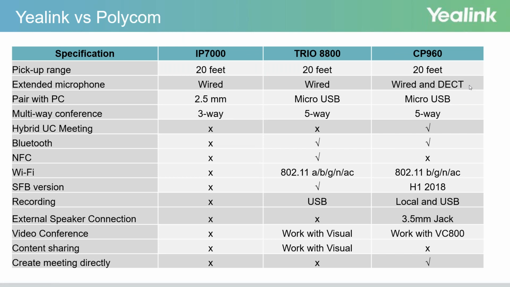Let's expand upon this. There's more than just the IP7000 out there in the space from Polycom. There's also the Trio8800. It's a popular phone. It's a good looking phone. It's been in the space for about a year now and has had pretty solid adoption. But there are some crucial differentiators between the two that I think gives Yealink the nod. Standard pickup range is about the same. The first thing that jumps out to me is that you get the wireless microphone pod standard with the CP960 if you get that bundle, whereas you don't have that option with the Trio.